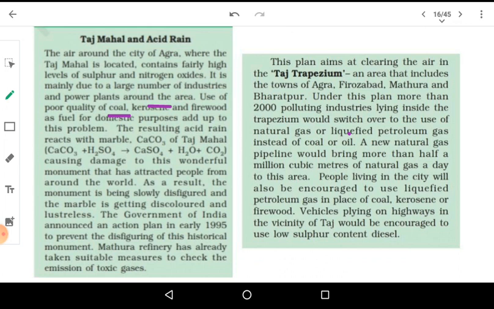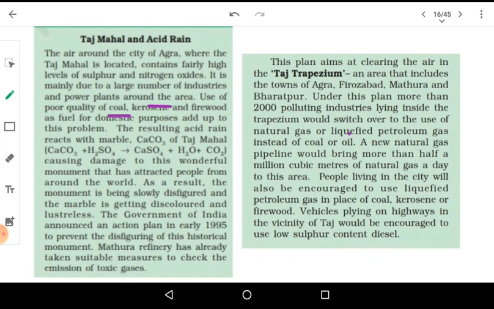As a result, the calcium carbonate, that is marble, which is the major component of the Taj Mahal, reacts with H2SO4 to form CaSO4 plus H2O and CO2. This is causing damage to this wonderful monument that has attracted people from all around the world. As a result, the monument is slowly disfigured, and the marble is getting discolored and losing its luster or shine.